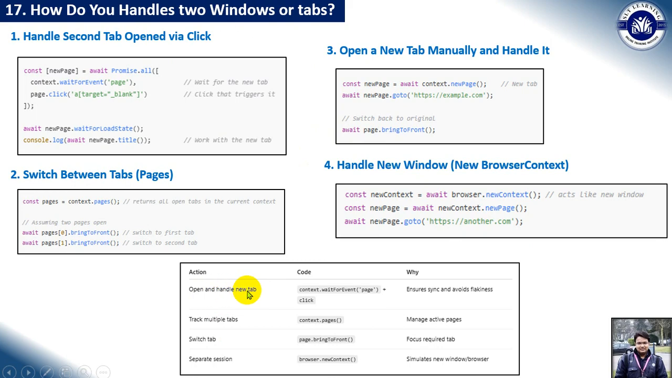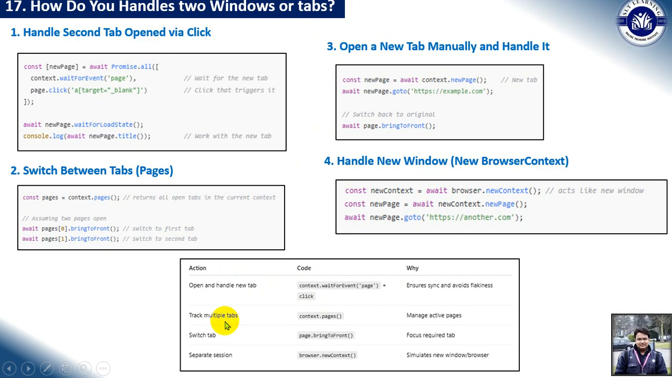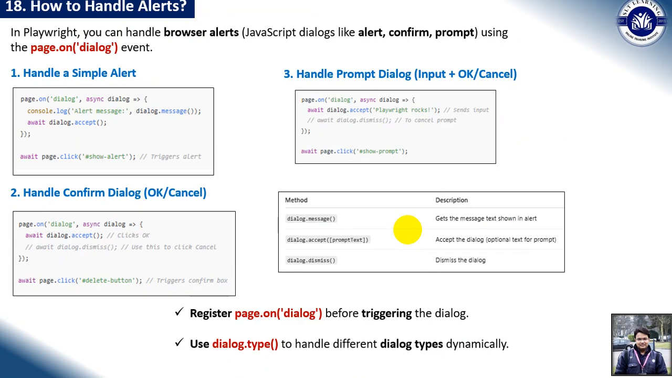To open and handle a new tab, you can utilize this code, and it will ensure synchronization and avoid flakiness. To track multiple tabs, use context.pages to manage active pages. To switch tabs, use bring_to_front to focus on the required tab. For a separate session, browser.new_context will create a separate session for managing cookies and cache. So let's go to the next question, 18.